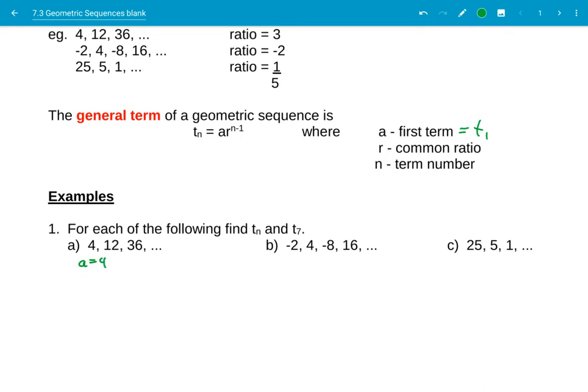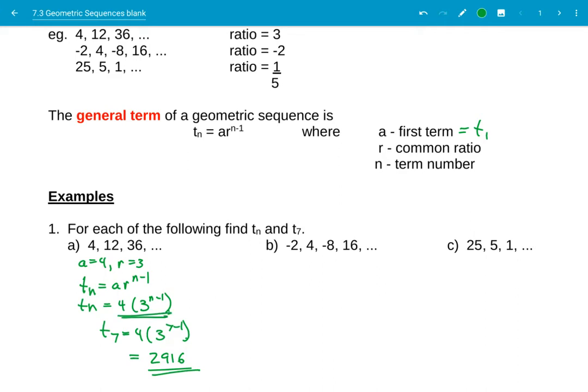So a is 4, r is 3. Tn is a r to the n minus 1, so Tn is 4 times 3 to the n minus 1. And for T7, we have 4 times 3 to the 7 minus 1. So that's 3 to the 6. Our total for the final answer is 2916. So here are the two answers we were asked for. Go ahead and do the next two.